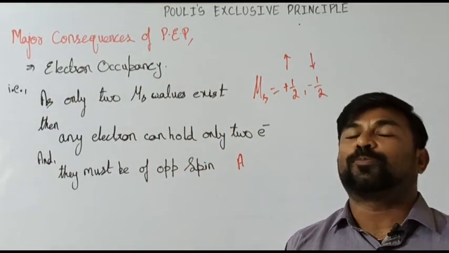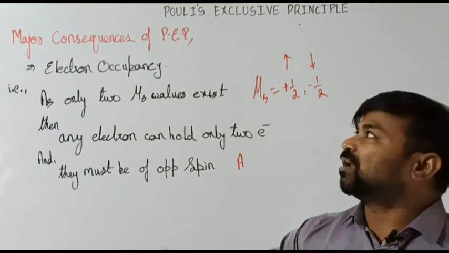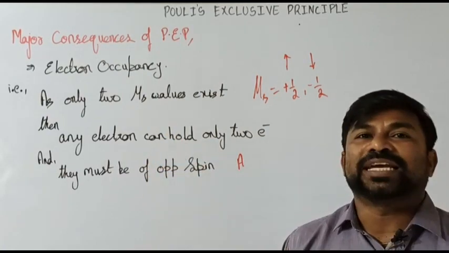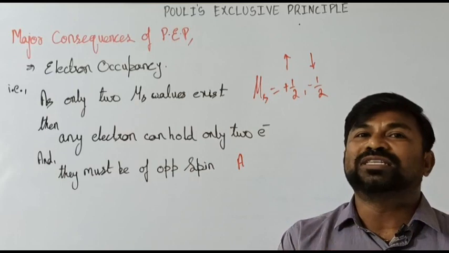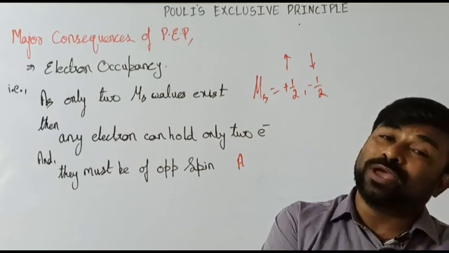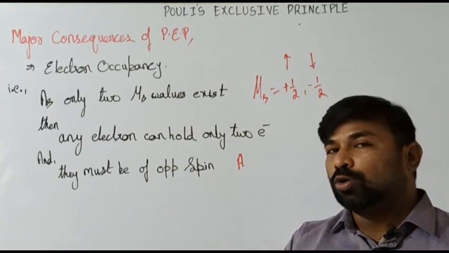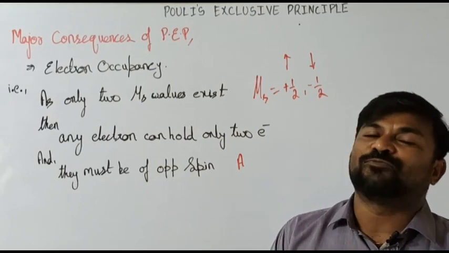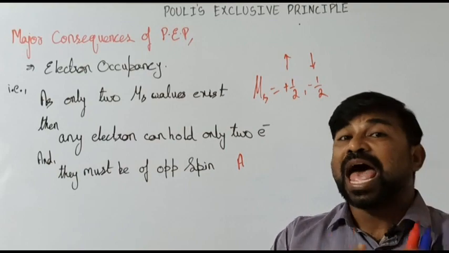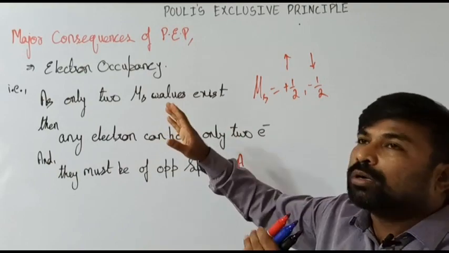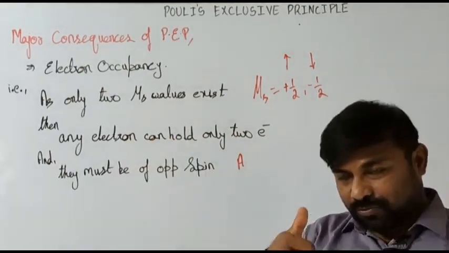Then what about the other possibilities? As we are not able to explain this here, we can take it as a consequence of Pauli's exclusion principle. Whereas Hund's rule of maximum multiplicity and the Aufbau principle have clearly explained this consequence. We will explain it in the next video.